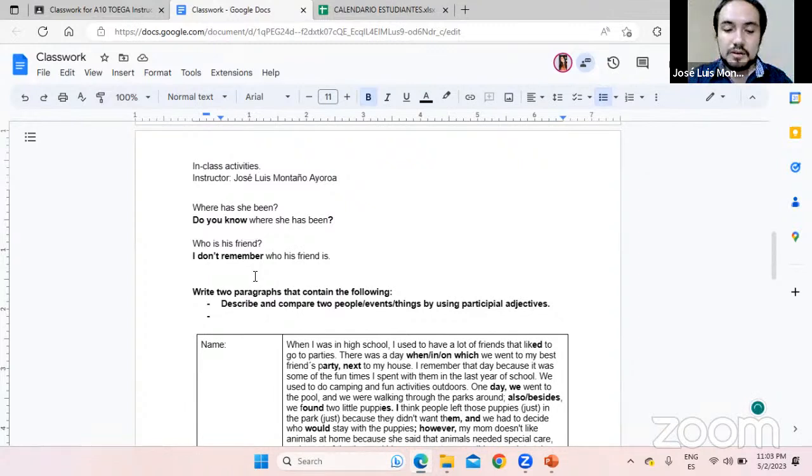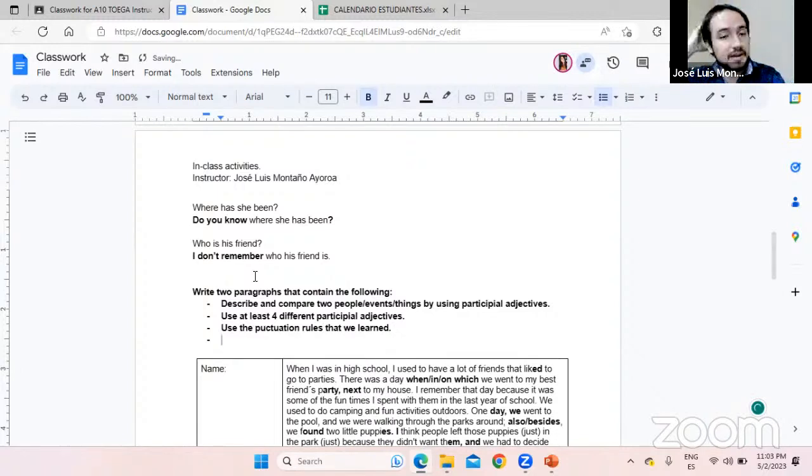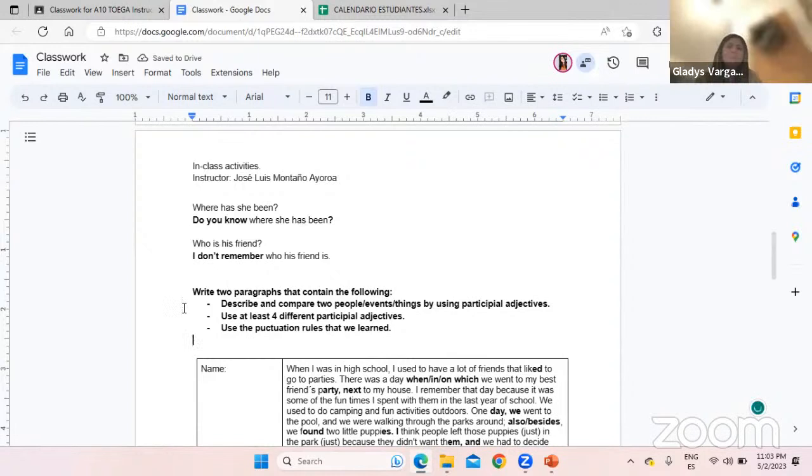Okay, we're going to use at least 4 different participial adjectives. All right, that's the second part. At least 4. It's not a lot, just 4, but that's the minimum that we can use. All right, and we have to use the punctuation rules that we know. All right. And that's it. That's everything, Gladys. That's what we're going to be doing.